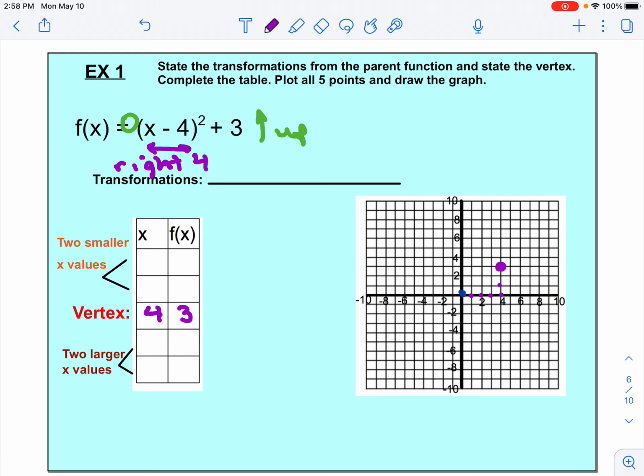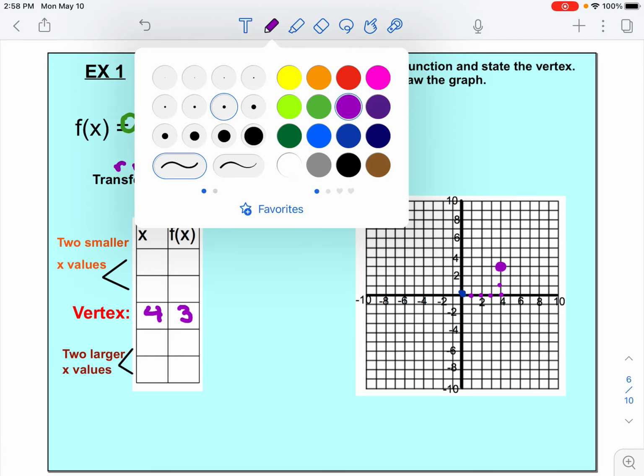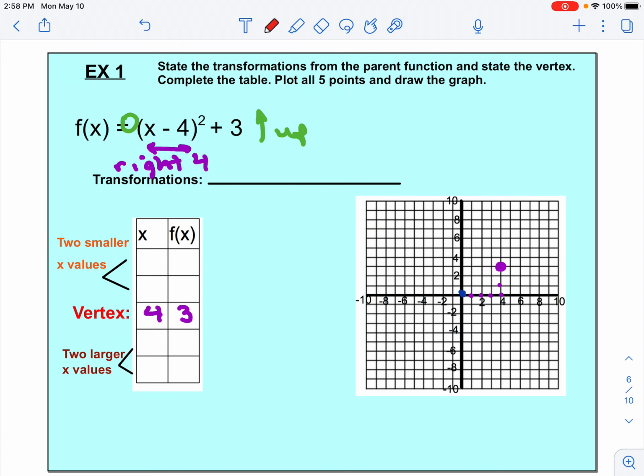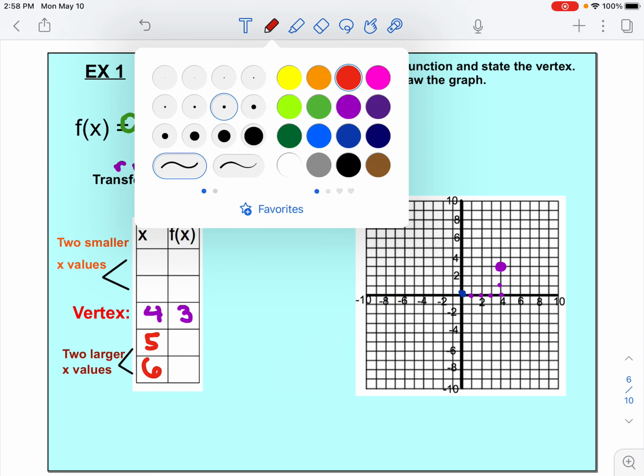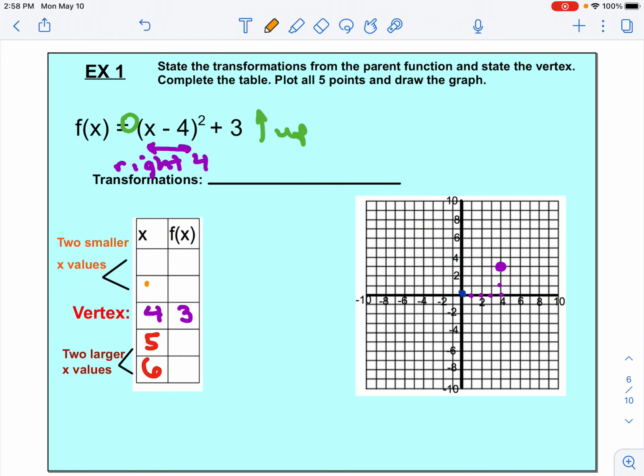So now what we need to do is pick two numbers larger and two numbers smaller than the number 4. So a number larger would be 5 and 6. Numbers smaller would be like 3 and 2. So now what we do is we take the 2 right here and we plug it into the equation for our x value and solve it.